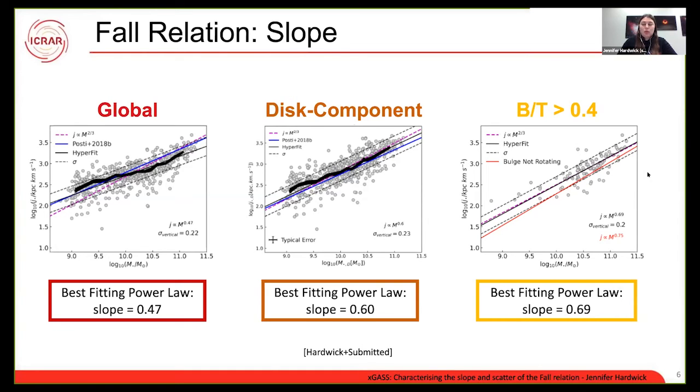We get a slope of 0.69 for this one here. If we assume the bulge not to be rotating, which is the converse assumption that we can make, then the normalization of our line drops a little bit, but the slope doesn't change considerably. So it doesn't really seem to be too important to our results.